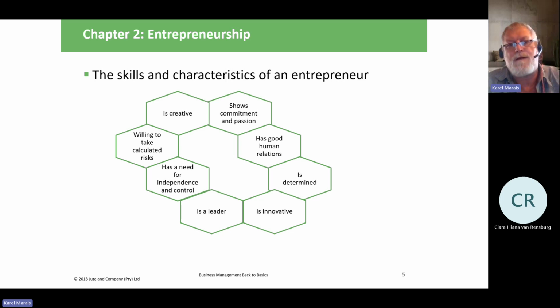Then an entrepreneur typically gets along well with human beings. Now, that's a contentious one. If you read a bit about a person such as Steve Jobs, you will notice that he wasn't always the best person to get along with people. But if you take another big entrepreneur like Richard Branson, he's known for it, that he gets along well with people, he communicates easily, and so on. The reason why they say an entrepreneur needs to have good human relations is quite simple.